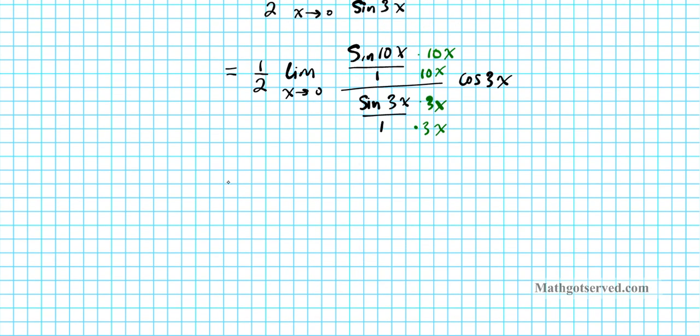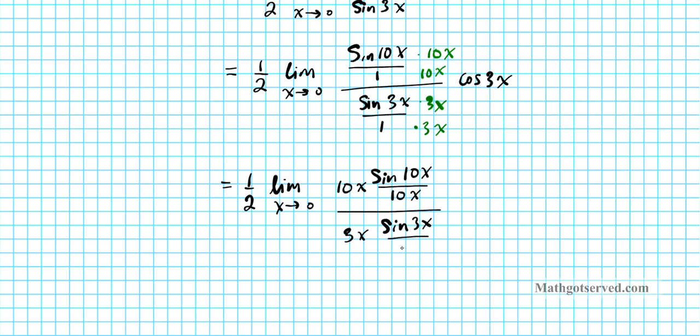So it's going to be 1 half times the limit as x approaches 0 of this 10 goes to the front. Remember, we're going to write it as 10x sine 10x over 10x over, and then the denominator, the same process, 3x sine 3x over 3x. Okay? And then cosine 3x is not a problem, leave it alone.